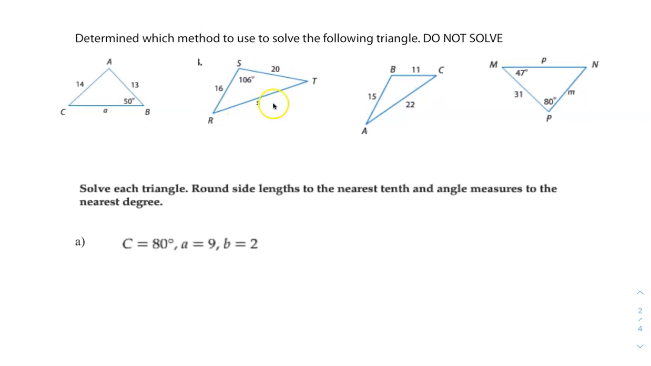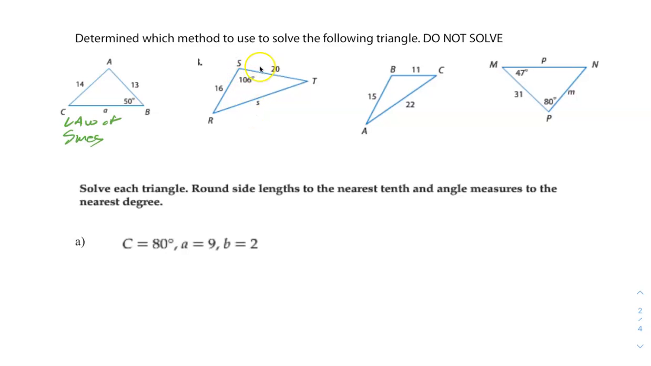Next one, I just want to know what method you would use. So you don't have to solve anything, I just want to know what method. So look at this one. Do you have a pair? Basically, do you have a pair or not? I have a pair. I have a pair of B. So this would be law of sines.